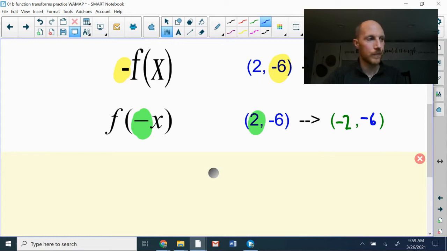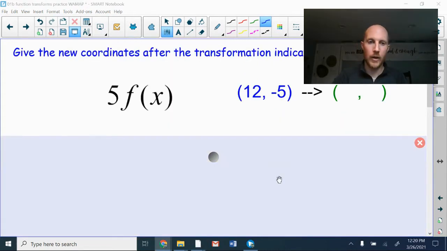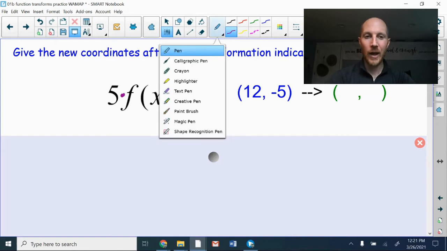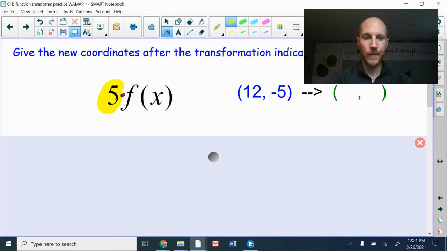So let's look at an example of some stretches and compressions. Same directions here, give the new coordinates after the transformation indicated. So in this transformation, we've got 5 f of x, and of course that means multiplication. Usually we don't write the multiplication symbol, but that is 5 multiplied by the f of x. And since it is outside the function notation, I know that's going to be a vertical transformation.